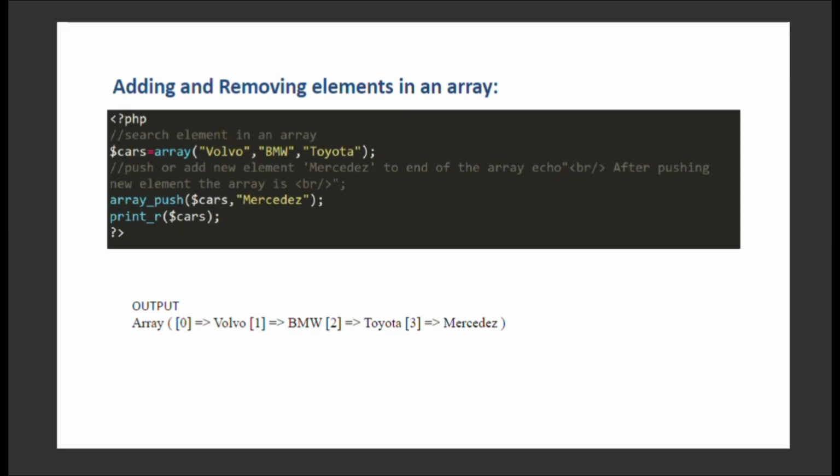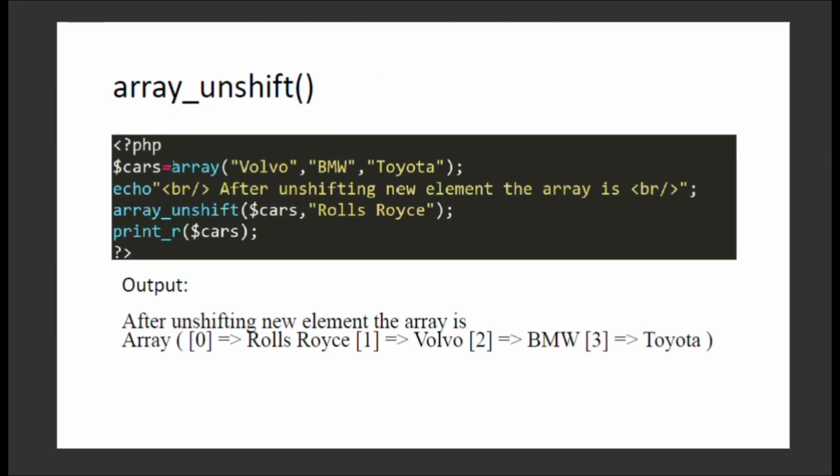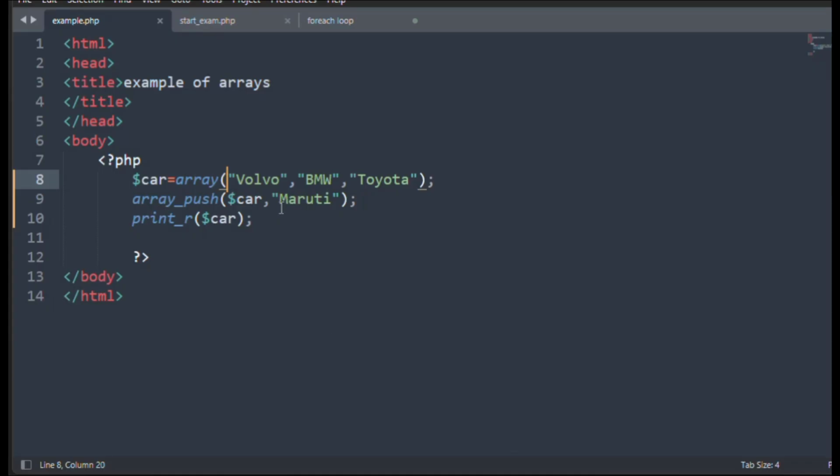Now there is one more function called array_unshift. Here you can see the array_unshift function is used to add one or more elements into an array, but at the beginning. Here you can see I have declared an array. Inside the array_unshift function, I have passed the argument as the array name and the element that we want to add at the beginning. Now we will directly execute this.